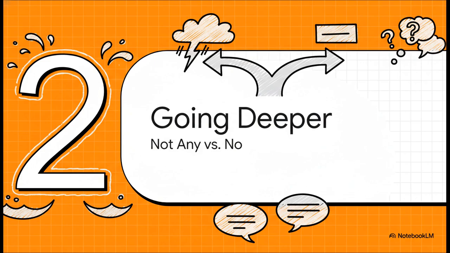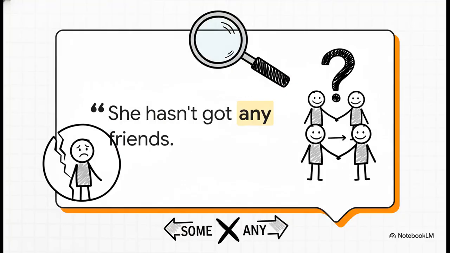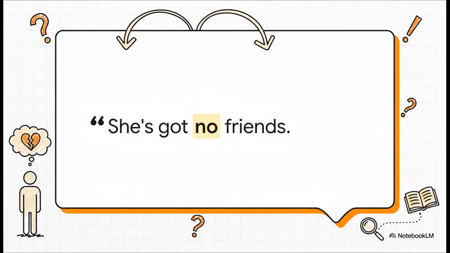That basic rule is a great start, but let's go one level deeper. See, when you want to say something negative, you actually have a choice, and the choice you make changes the feeling of the sentence. So here's our standard negative sentence, just using the rule we learned. She hasn't got any friends. It's a clear, factual statement. It gets the job done. Okay, now look at this version. She's got no friends. The basic meaning is exactly the same, but can you feel that? There's a difference in the tone. It just hits a little harder, doesn't it?